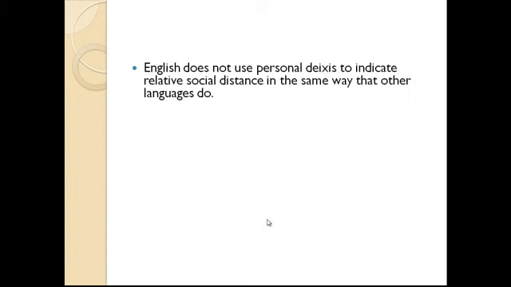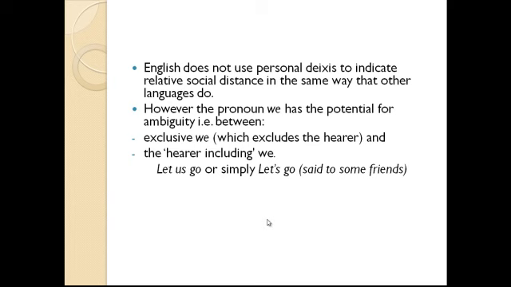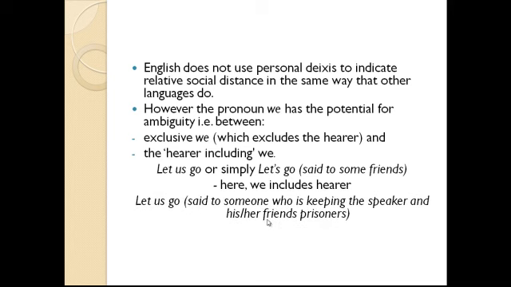English does not use personal deixis to indicate relative social distance in the same way that other languages do. However, the pronoun we in English has the potential for ambiguity. That is, between we, which is exclusive, where we excludes the hearer, and we, which includes the hearer. This will be clearer if we put it in the context of an example. When somebody says, "Let us go," or simply, "Let's go," if this is said to some friends, you can see that here, we includes the hearer. In the second example, "Let us go," said to someone who is keeping the speaker and his or her friends prisoners, you see that we, in the second instance, excludes the hearer.